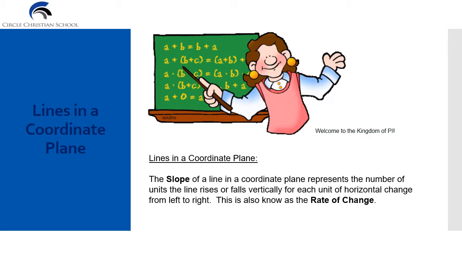Lines in a coordinate plane. The slope of a line in a coordinate plane represents the number of units the line rises or falls vertically for each unit of horizontal change from left to right. This is also known as rate of change.